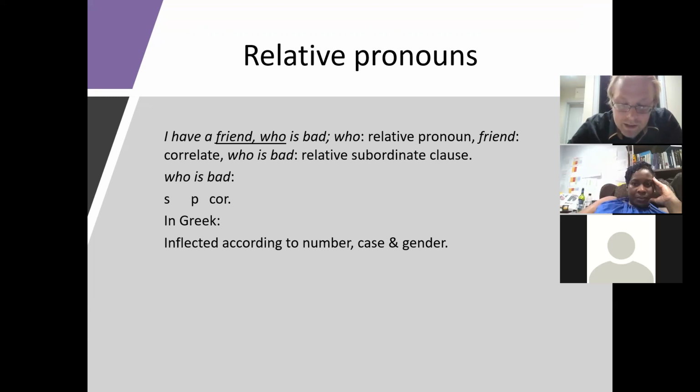Importantly, their case will then be determined by their function in the relative clause. That is, if they stand as a subject, object, indirect object, or something else. While their gender and number, on the other hand, are determined by their correlate in the main clause. Now, in chapter 4 of our textbook, we will encounter many examples of relative pronouns, and we will also see how they function in sentences.